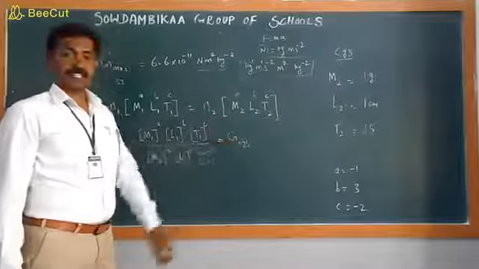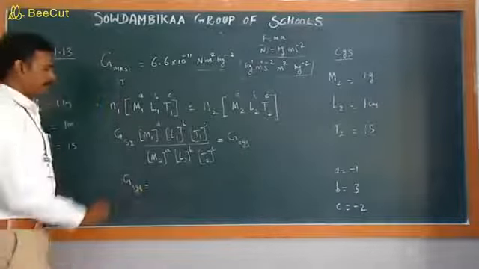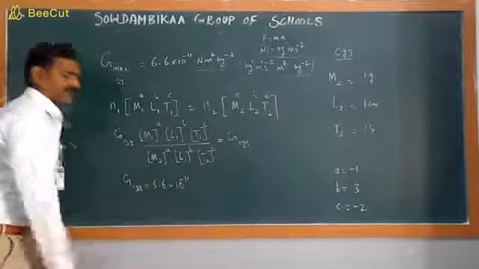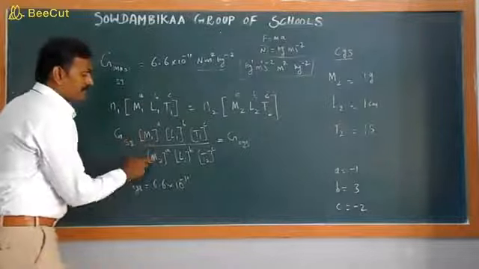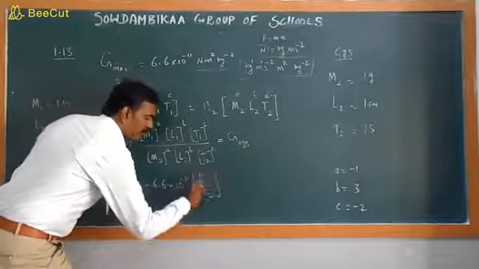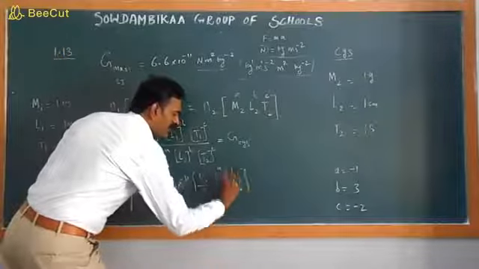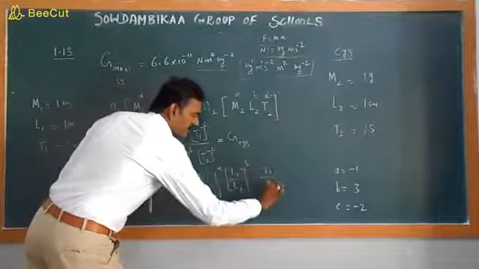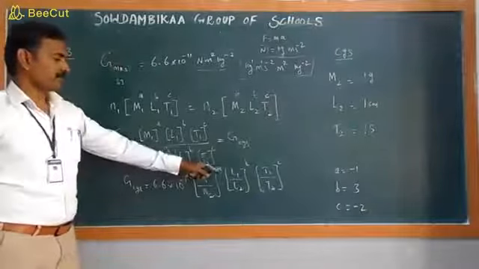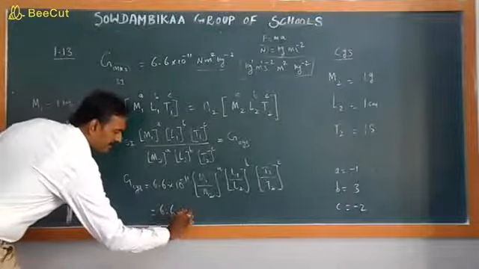Then the value of the gravitational constant in CGS is equal to the gravitational constant in SI, that is 6.6 into 10 power minus 11, then m1 by m2 whole power a, likewise l1 by l2 power b, then T1 by T2 power c. Then we substitute the values for M1 and M2, L1 and L2, T1 and T2. It is equal to 6.6 into 10 power minus 11.